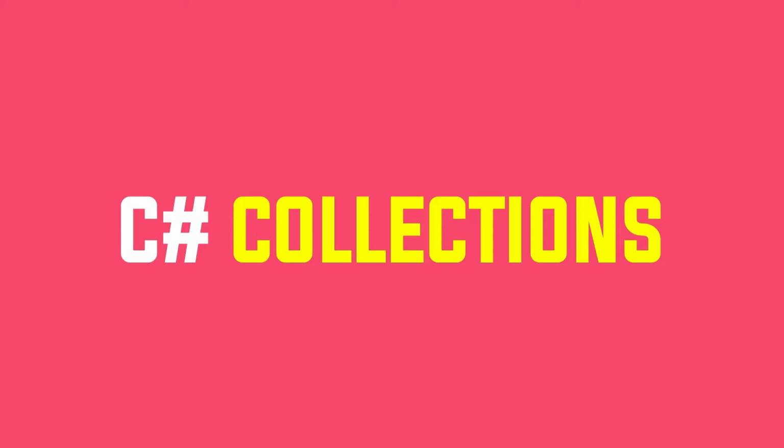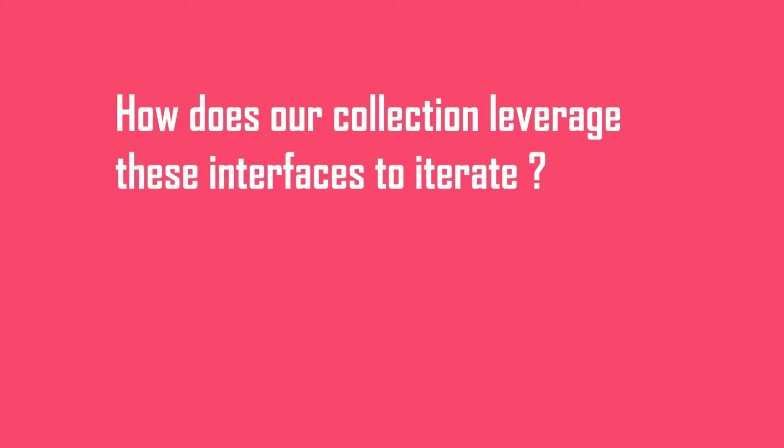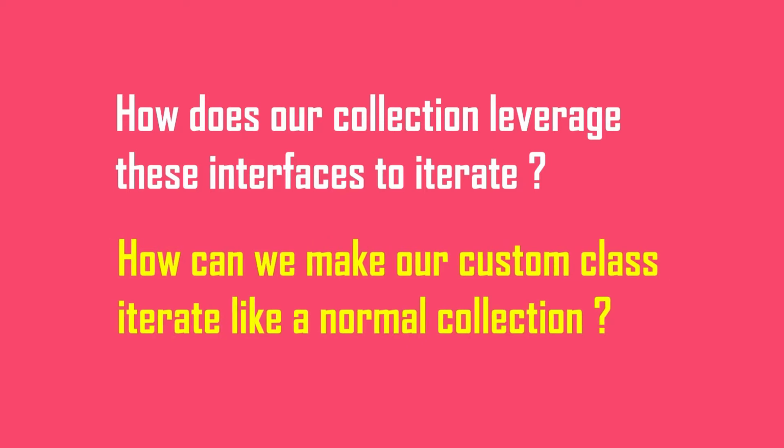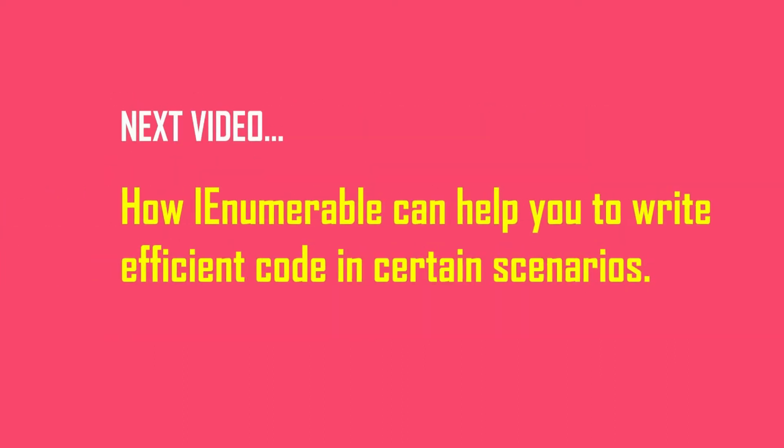In this video, we will learn the very important interface that almost all our collections use, that's IEnumerable and IEnumerator. I will try to answer questions like, how does our collection leverage these interfaces to iterate? How can we make our class iterate like normal collections like list or array? And in the next video, we will see how IEnumerable can help you to write efficient code in certain scenarios.